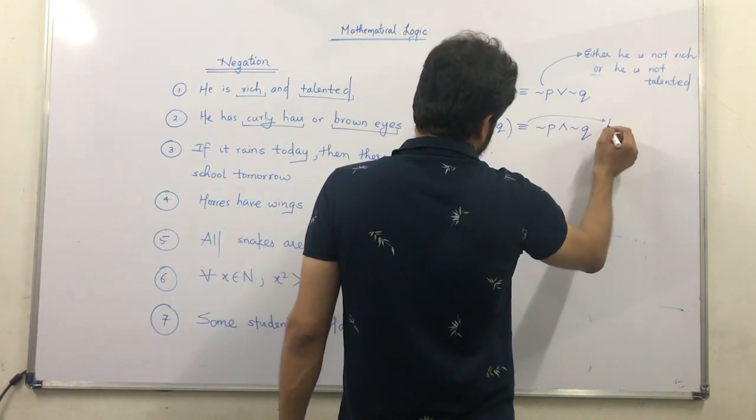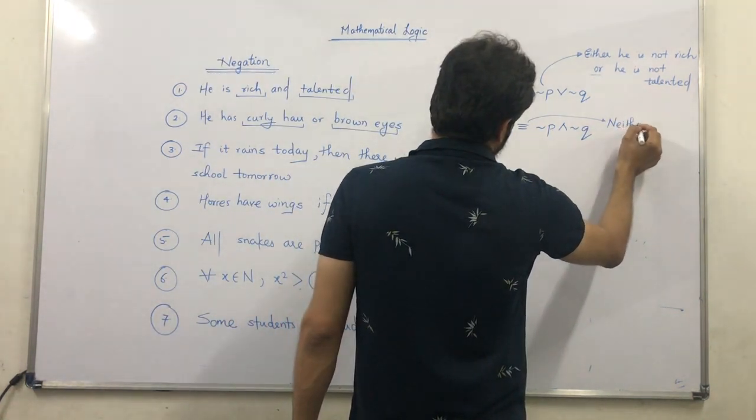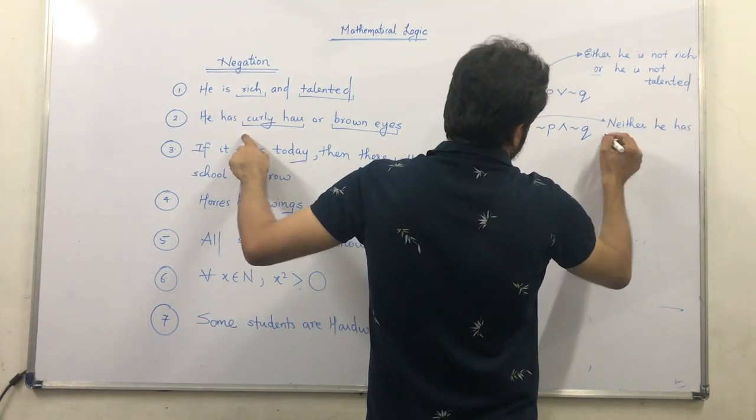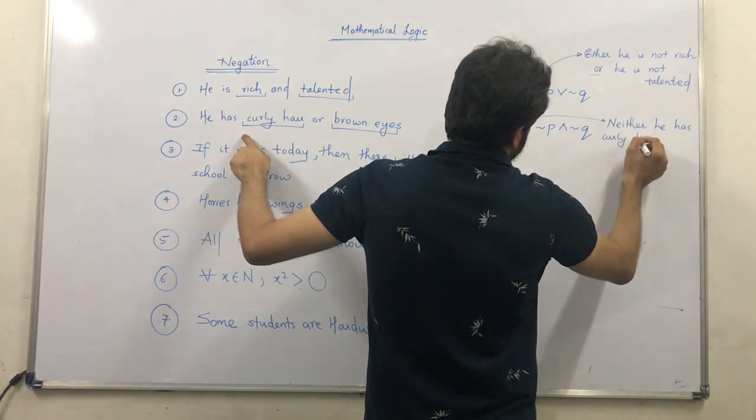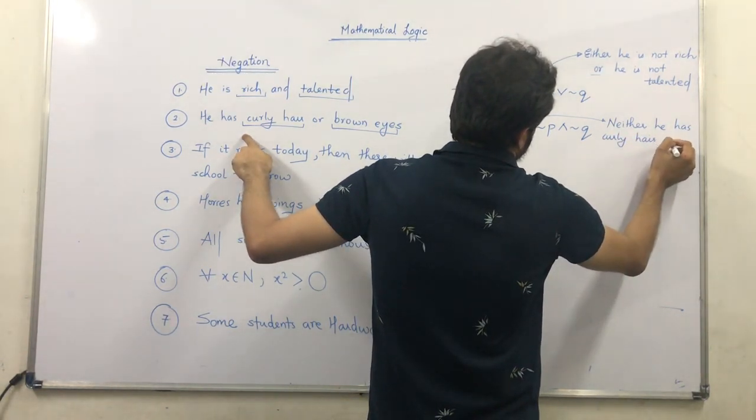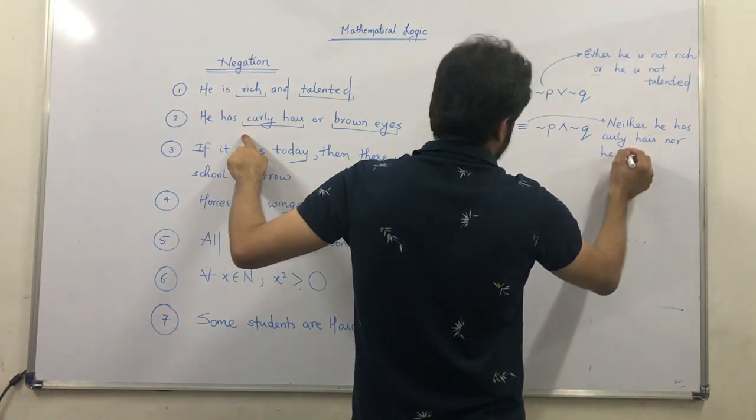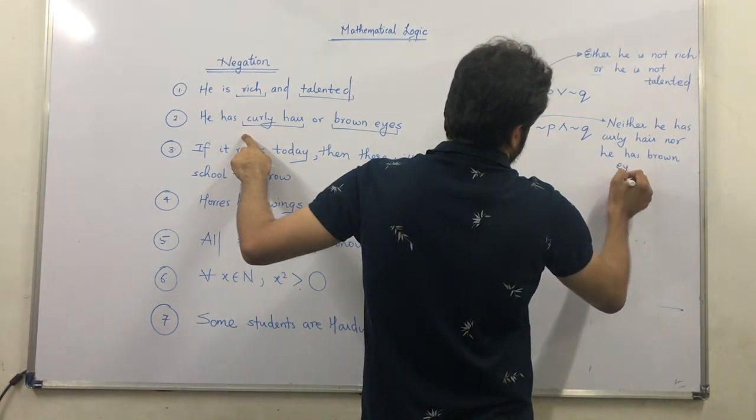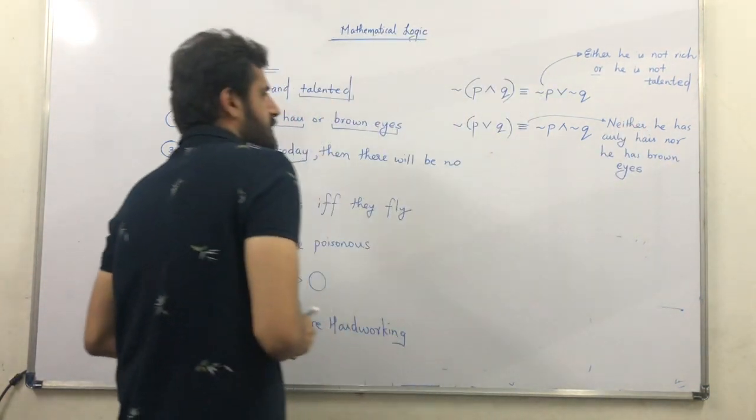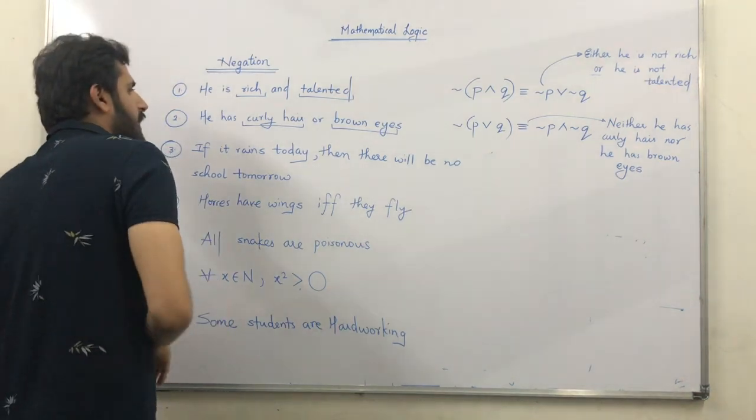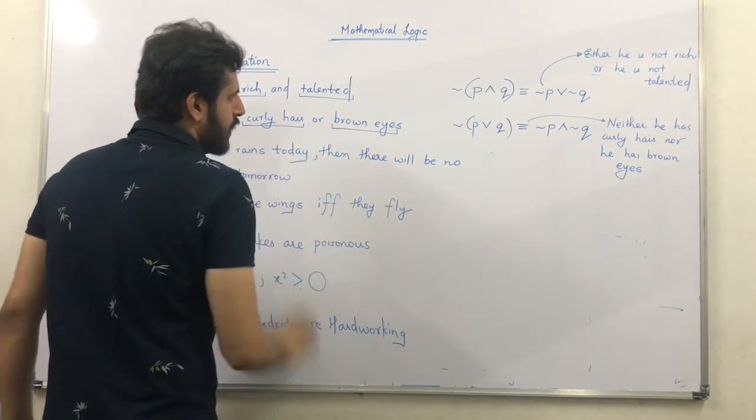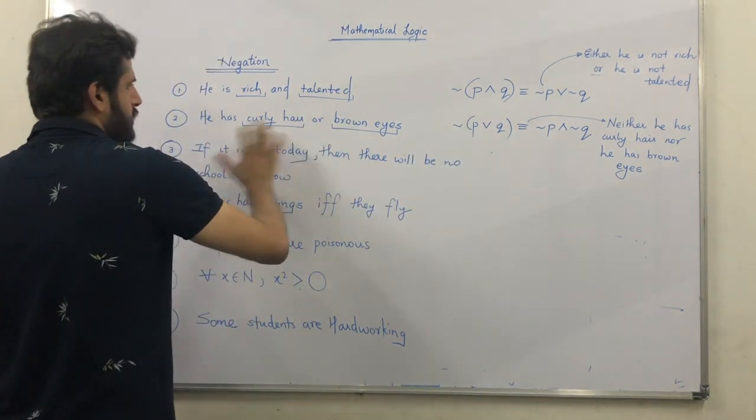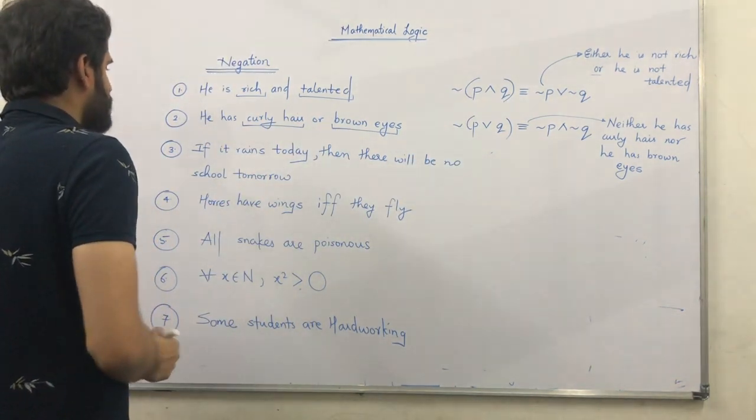Here I'll use that neither nor. So he is neither he has curly hair, nor he has brown eyes. So neither he has curly hair nor he has brown eyes. He does not have curly hair and he also does not have brown eyes. So or becomes and, and we have to put not in both the simple statements.